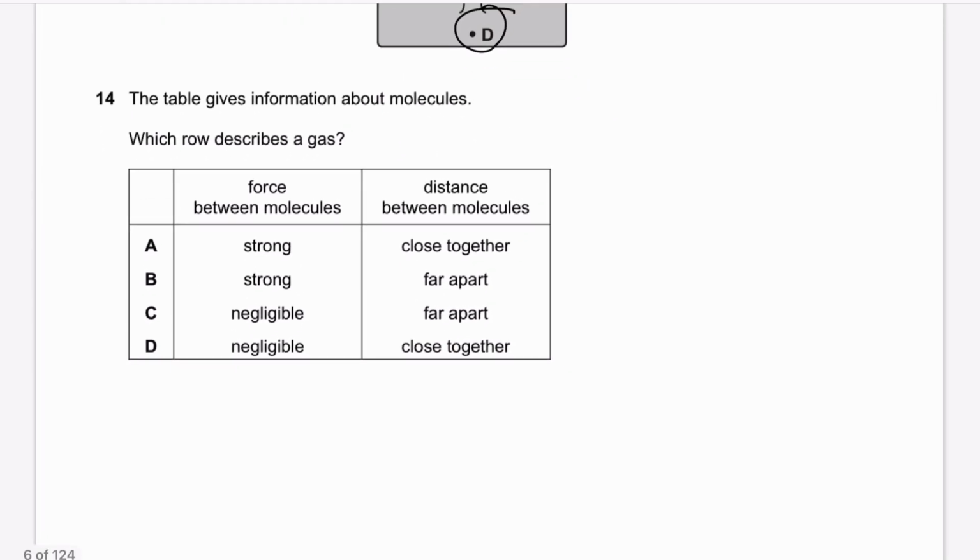Number 14. The table gives information about molecules. Which row describes a gas? The force between molecules, if it's a gas, obviously the molecules are very far apart. Therefore, the force between them is almost negligible. The distance between molecules is very far apart. So the answer for number 14 is C.